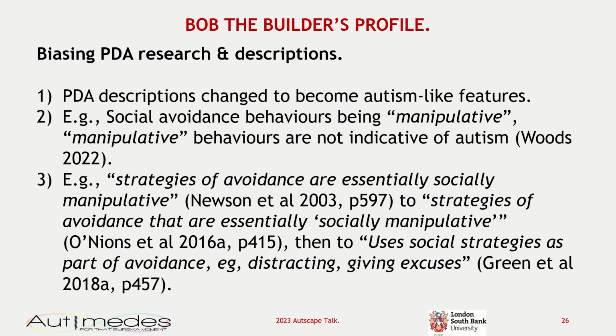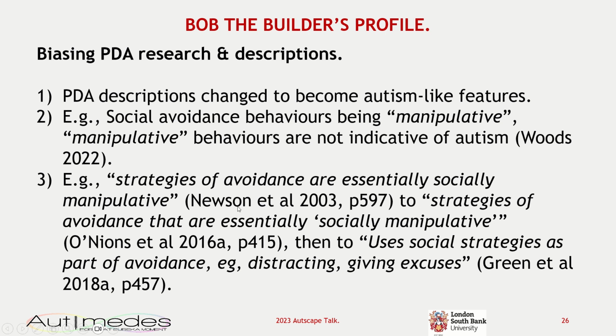I also showed in a book chapter of mine from 2022 that PDA clinical descriptors have changed to become autism-like. So the PDA literature acknowledges that PDA has many problematic aspects that do not conform to autism understandings. But if you compare them over time, they have changed to become more autism-like. I give an example in terms of the social avoidance behaviours. They are noted to be manipulative, and manipulative behaviours are not indicative of autism.